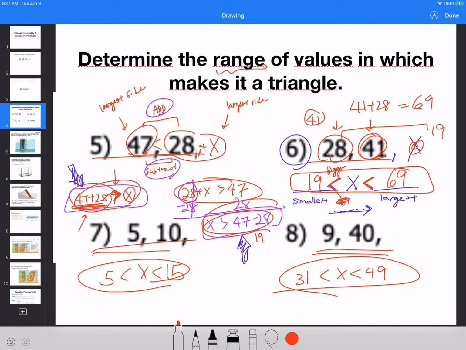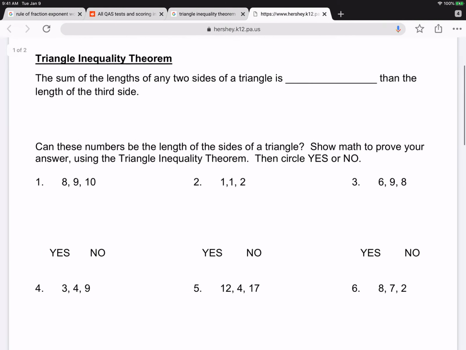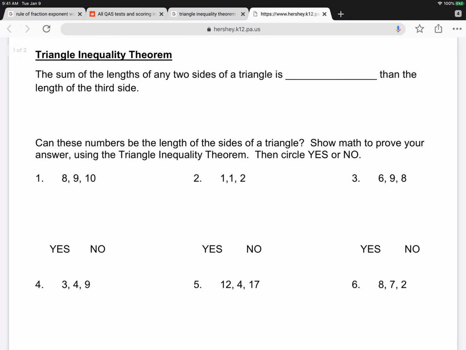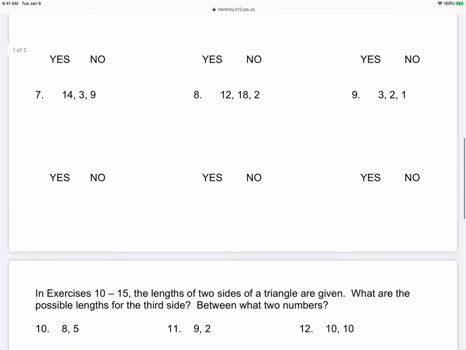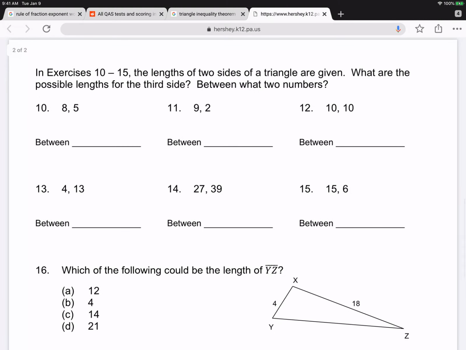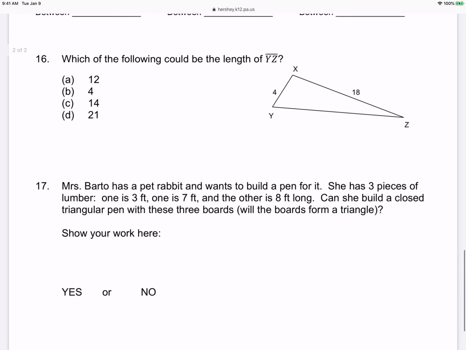Okay? All right, so if you go back to the homework page that I've just shared with you, can these numbers be the lengths of the sides of a triangle? So please show the math to prove your answer. And triangle inequality theorem: the sum of the lengths of any two sides of a triangle is greater, less, or equal to. Pick out of those three choices. And exercises 10 through 15 are pretty much the same thing as what we have done in the last slide, which is the following. Could be the length of YZ. That's a multiple choice question.